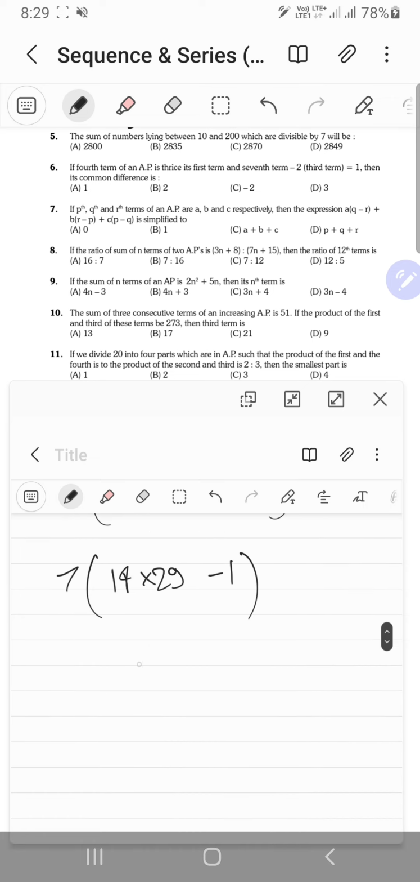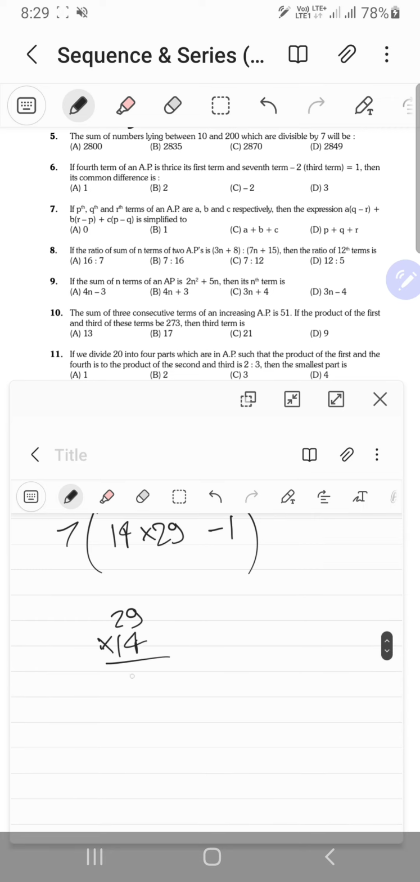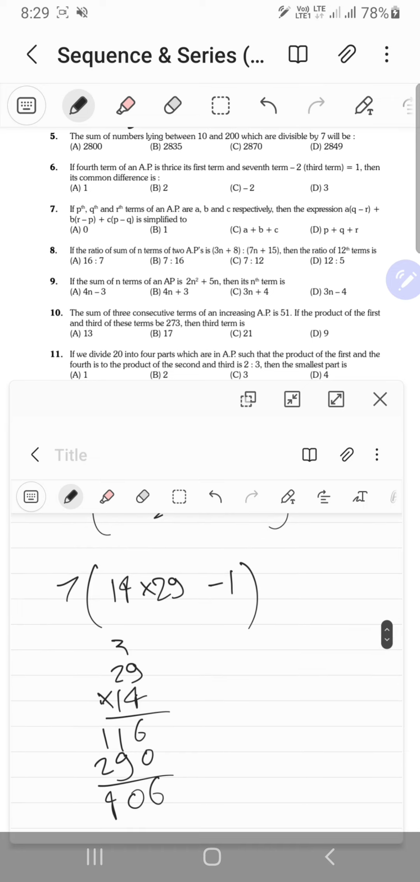Okay, let's do this thing. 29 into 14, so 6, 3 carried on, 8, 11, 0, it's just 406. 406 minus 1 is 405, so 7 into 405, which is 2835.